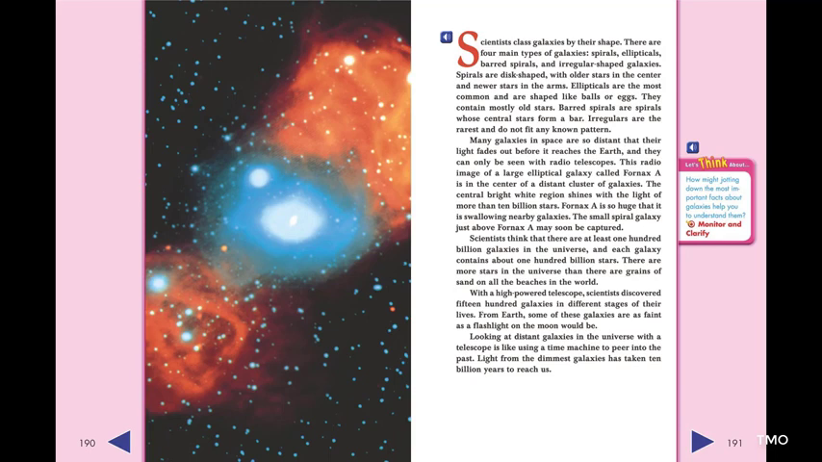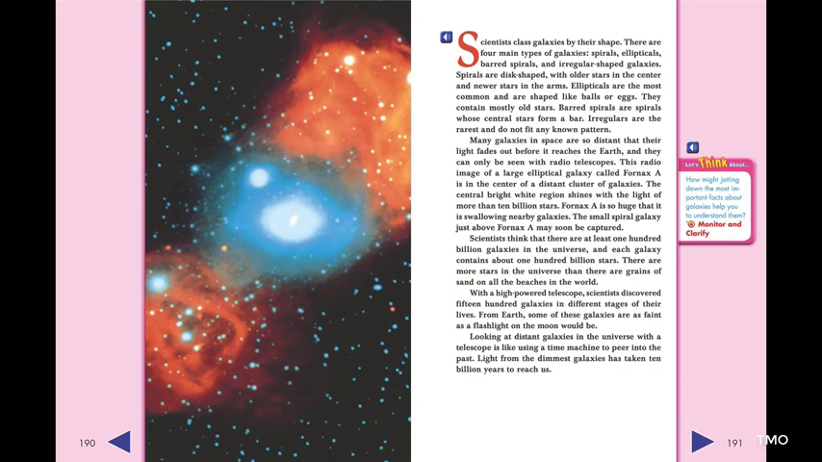Many galaxies in space are so distant that their light fades out before it reaches the Earth, and they can only be seen with radio telescopes. This radio image of a large elliptical galaxy called Fornax A is in the center of a distant cluster of galaxies. The central, bright white region shines with a light of more than 10 billion stars. Fornax A is so huge that it is swallowing nearby galaxies. The small spiral galaxy just above Fornax A may soon be captured.